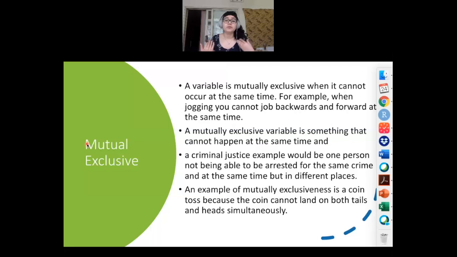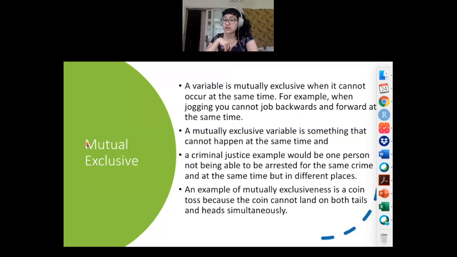So when we're talking about mutually exclusive, I took some examples that you all put on the discussion board that I thought were pretty good. So a variable is mutually exclusive when it cannot occur at the same time. So for example, you can't jog forward and backward at the same time. A mutually exclusive variable is something that cannot happen at the same time. And I adjusted this example a little bit. So a criminal justice example would be one person not being able to be arrested for the same crime at the same time, but in different places.